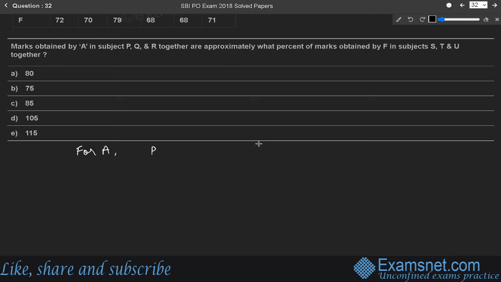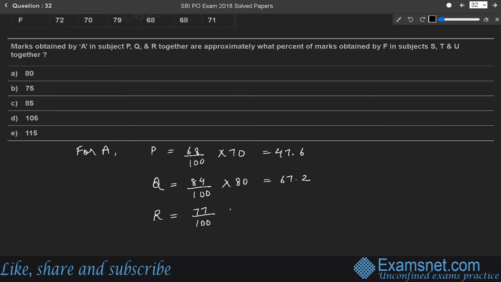marks obtained in P will be equal to 68 upon 100 into 70, which gives 47.6. Q will be equal to 84 upon 100 into 80, which gives 67.2. And for R, it will be equal to 77 upon 100 into 120, which is equal to 92.4.